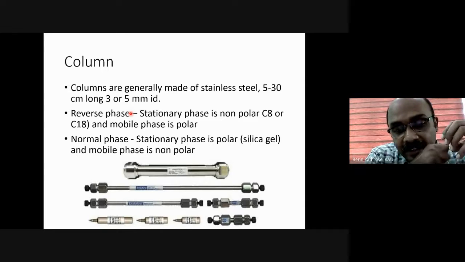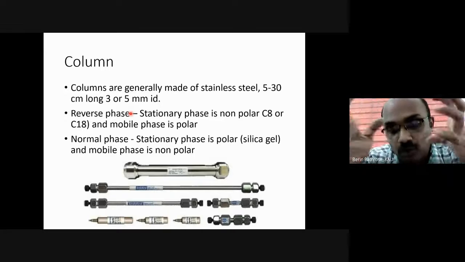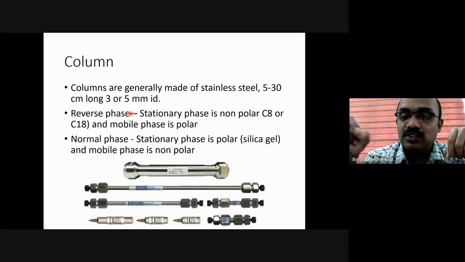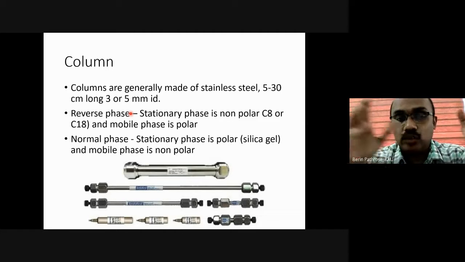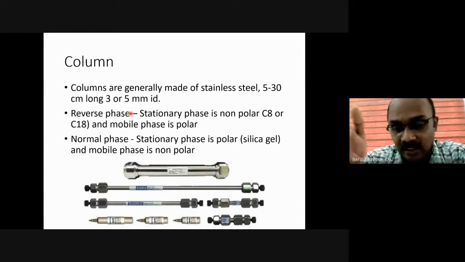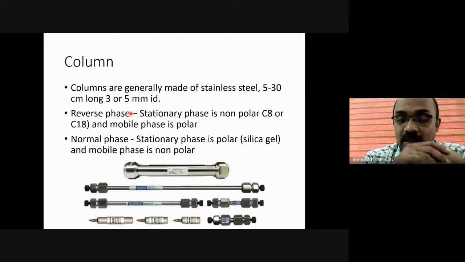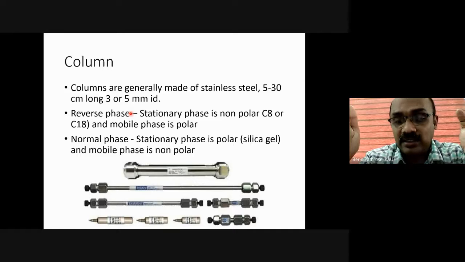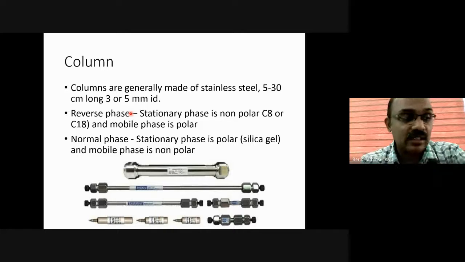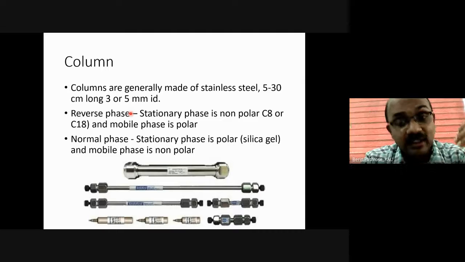C8, if we increase the carbon chain without any addition of hydroxyl group, say CH3, CH2, CH2, CH2, CH2, at the end CH3. So if we have such an 8 carbon chain, it is called a C8. If we have an 18 carbon chain, we have C18. That means if we have an 8 carbon chain, it will be non-polar. If it is an 18 carbon chain, then it will be extremely non-polar.